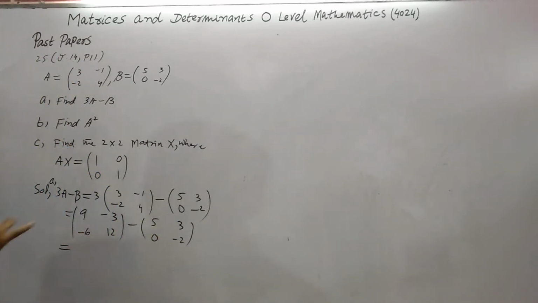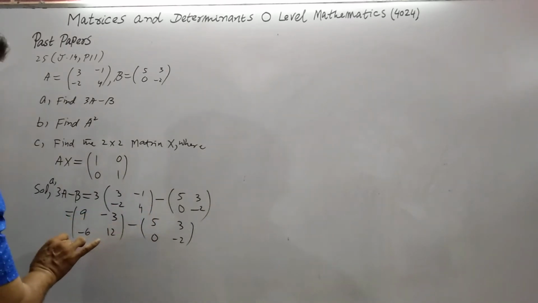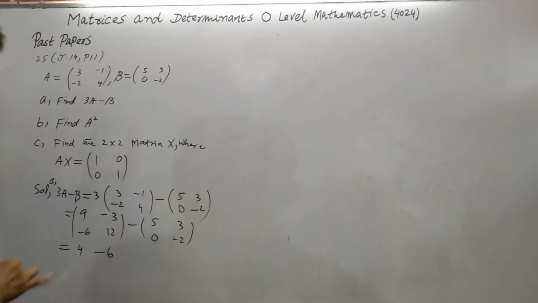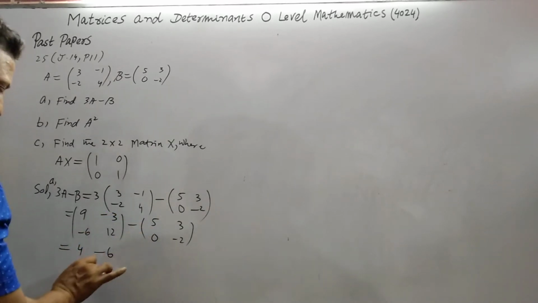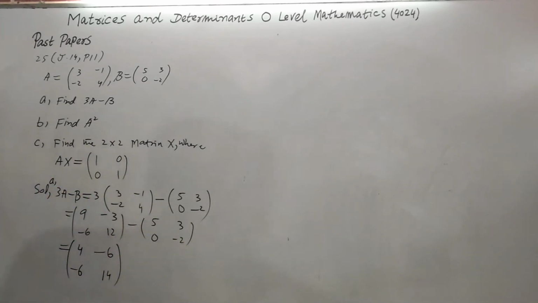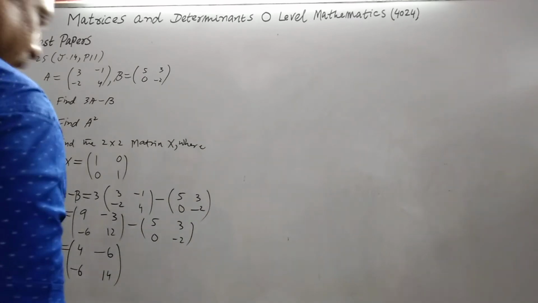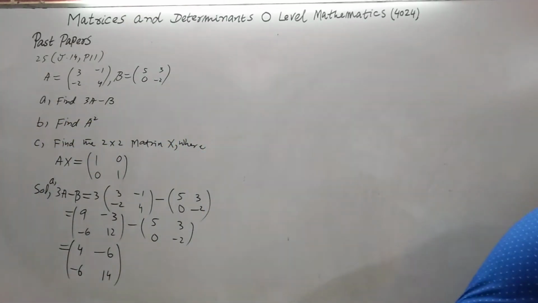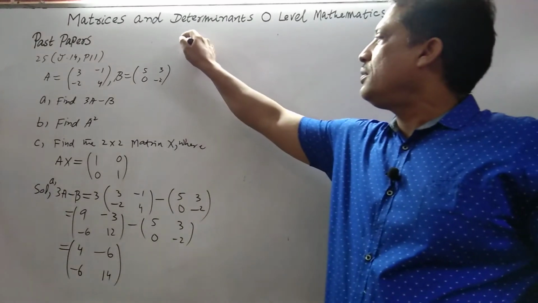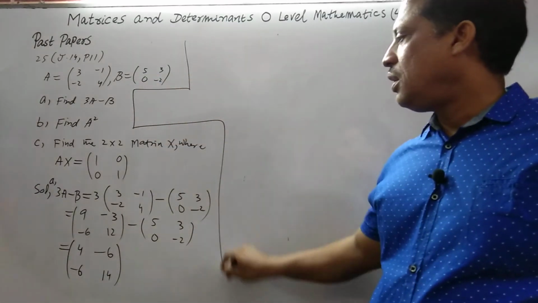Now I will write the direct answer. 9 minus 5 is 4, minus 3 is minus 3, minus 6 minus 0 is minus 6, and 12 minus minus plus 12 plus 2 is 14. Answer is 4 minus 3 and minus 6 and 14. This is the answer of part A. Let's do next part. What is next part? Part B.